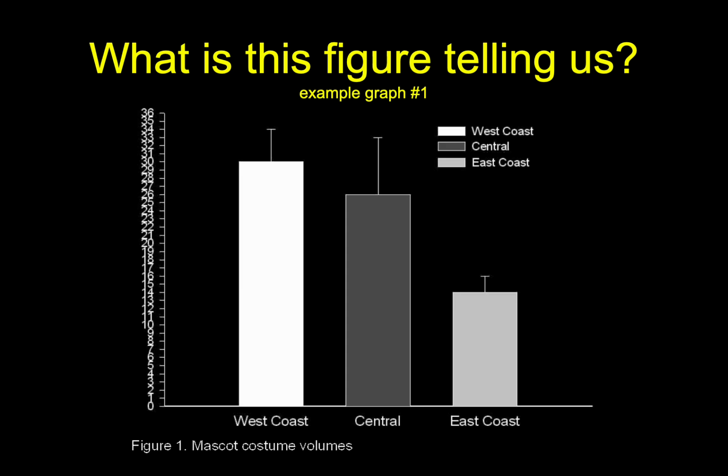Okay, what do we think's going on? It's the amount of mascot costumes being sold between the West Coast, Central and East Coast. Okay, Dylan thinks it's stuff being sold. Okay. What else? I thought it was how many mascots there are. Okay, maybe it's prices. I've got a vote for prices. I've got a vote for how many units.